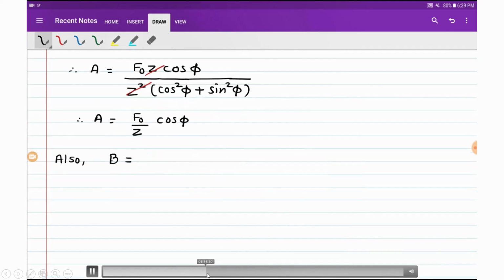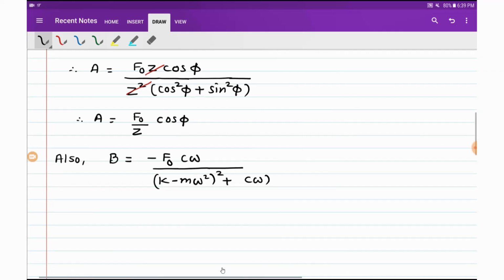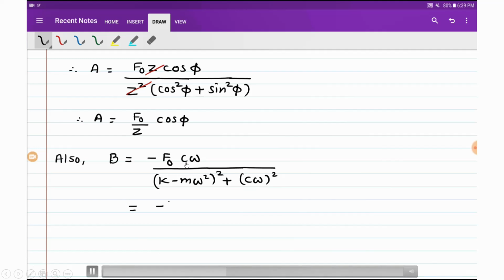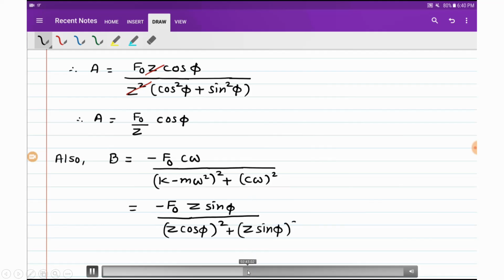And similarly we have to find out the value of b also. So b is minus f0 c omega divided by [(k minus m omega square) square plus (c omega) bracket square]. Now substitute the value of c omega. c omega is nothing but what? It is z sin phi, divided by k minus m omega square, which is z cos phi, and square of that. c omega again is z sin phi and square of that.